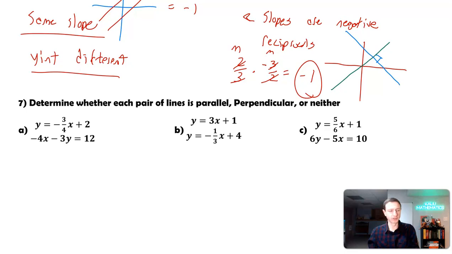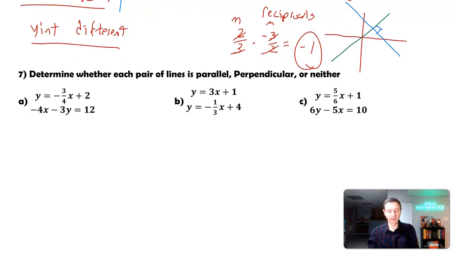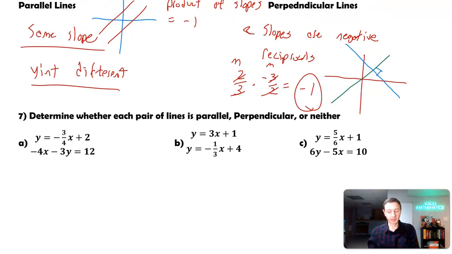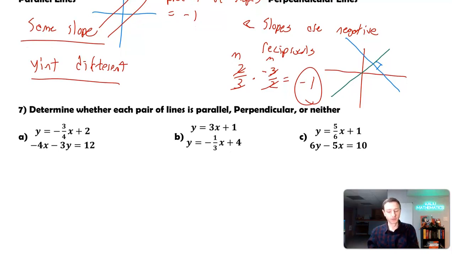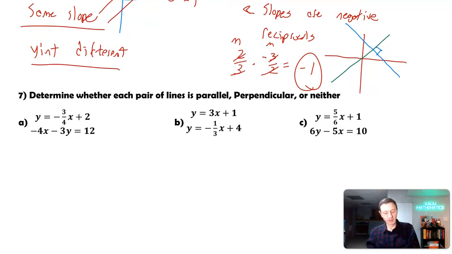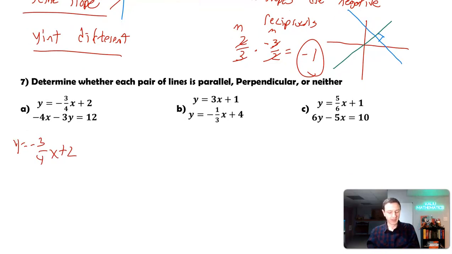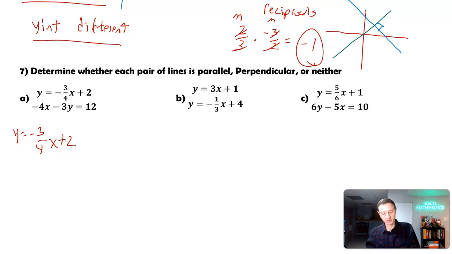So in these couple examples, we want to identify if they're parallel, perpendicular, or neither, and we have some work to do ahead of us. We have to solve for y in all of these equations to compare the slopes fairly. In the first one, I have y equals -3/4 x plus 2. Not going to do anything there. It's already solved. The second one, -4x minus 3y equals 12. Here I have to solve for y. I'm going to add 4x to both sides.